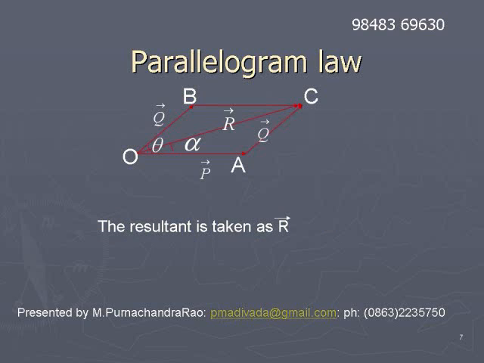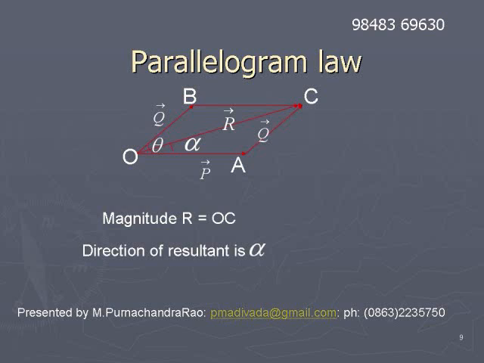The resultant of p bar and q bar is taken as r bar. The length OC represents the magnitude of the resultant r bar, and the angle made by OC with OA, that is alpha, gives the direction of the resultant.